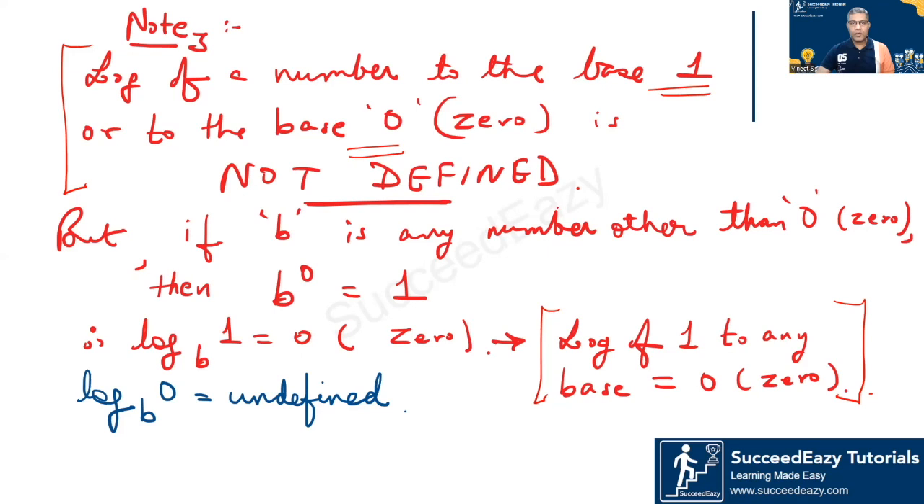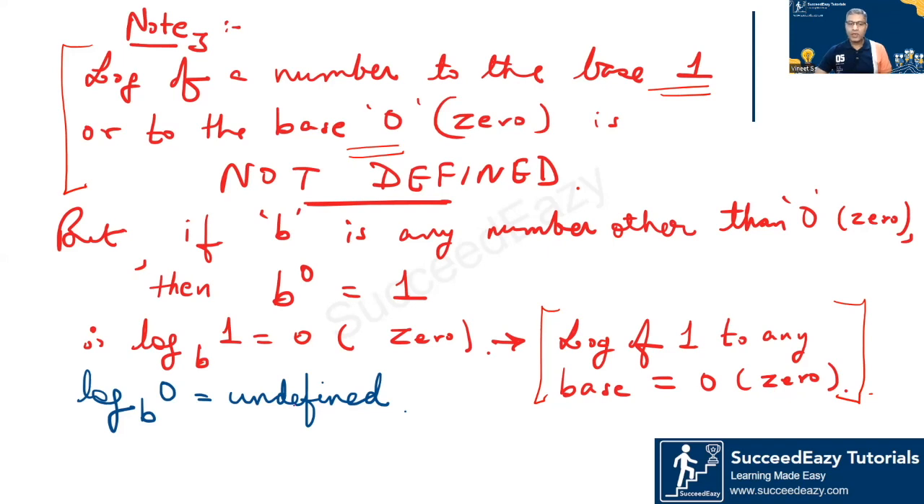Third point, log of a number to the base 1 or to the base 0 is not defined. Please note that. But if b is any base or any number other than 0, then b to the power 0 is equal to 1. We can convert this exponential function into logarithmic form. We can say that log of 1 to the base b equals to 0. So what we get is log of 1 to any base will be equal to 0.